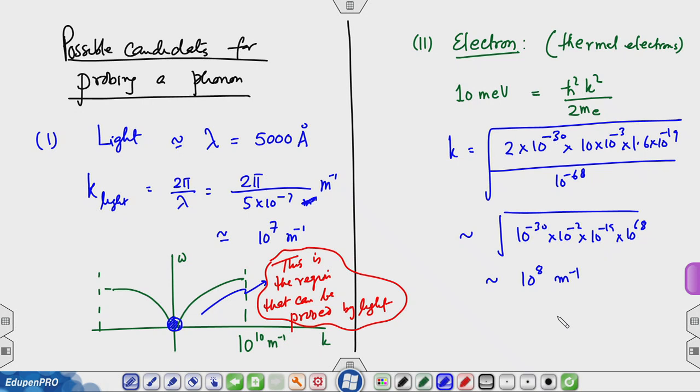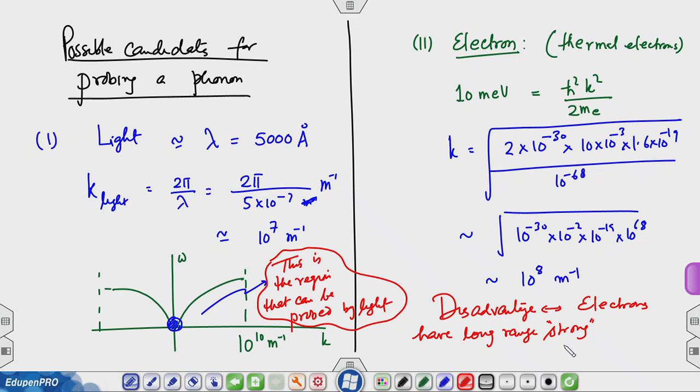Again very small, so it can explore regions near the zone center, but the biggest disadvantage it has is electrons have long range strong, in the sense of very, you know, compared to van der Waals or you know what neutral particles have, strong Coulomb interaction. And therefore, you know, incoming state for a definite k, outgoing state for a definite k may not be very well defined. So, these are not very advantageous to use. So, they are not used.